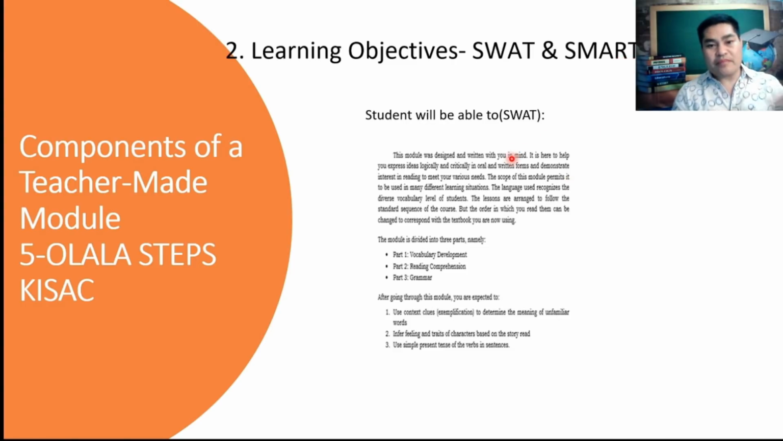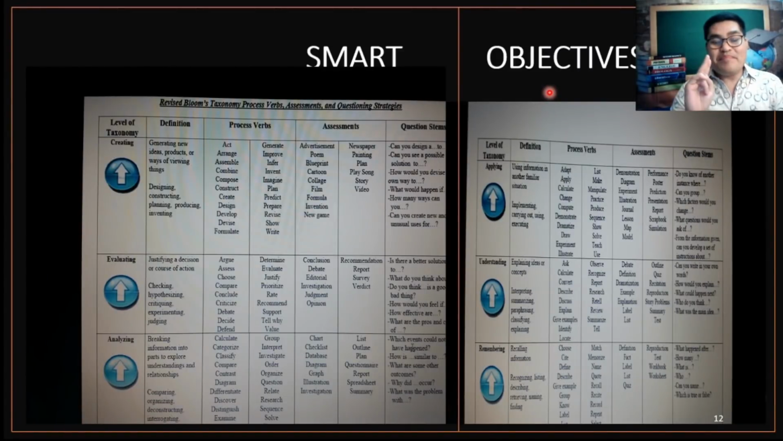So for example, this is a module which I lifted from the Department of Education. So you can say student will be able to. So student, you outline the objectives. So here the objectives are use content clues, infer feelings, use simple present tense. So you are basically trying to outline the objectives. So that's step number 2. You need to create or identify the objectives that you need to accomplish. And that objectives must be SMART and SWBAT. Okay? Now, not yet step 3.